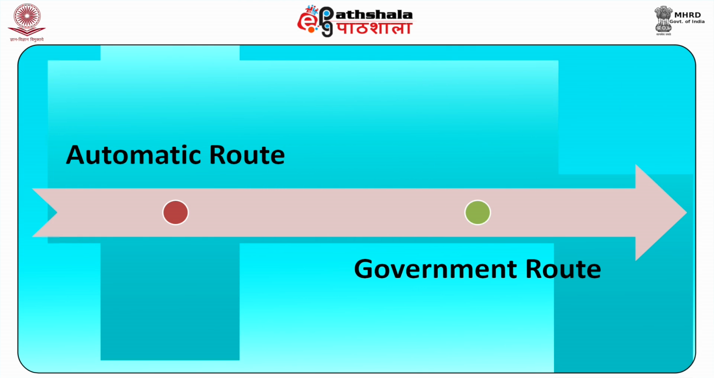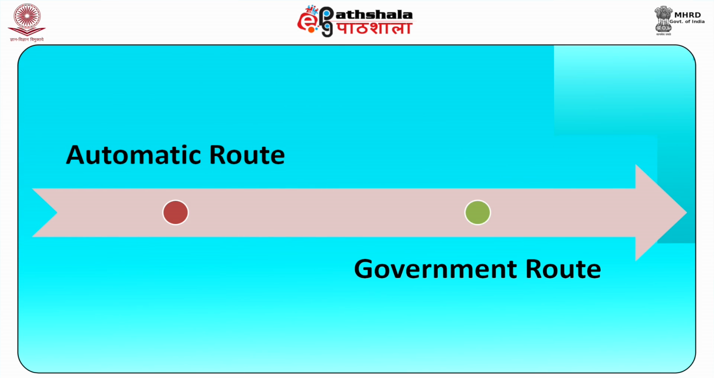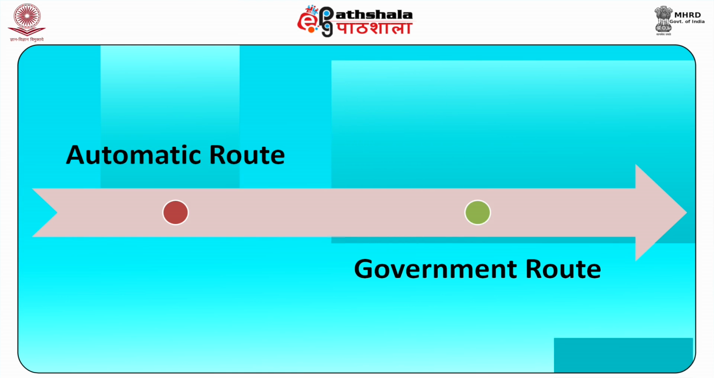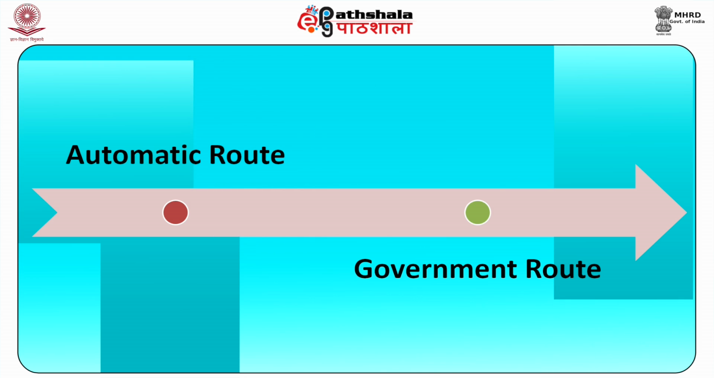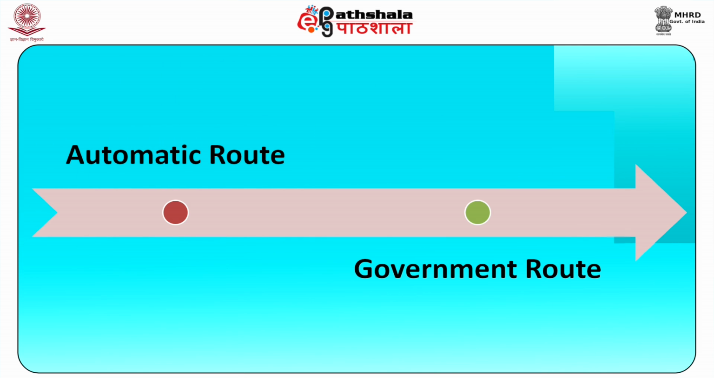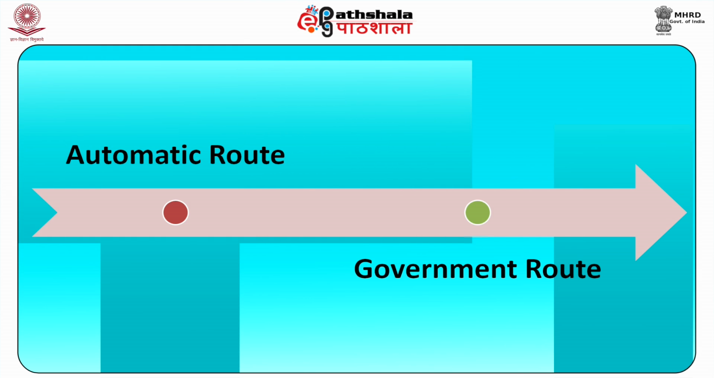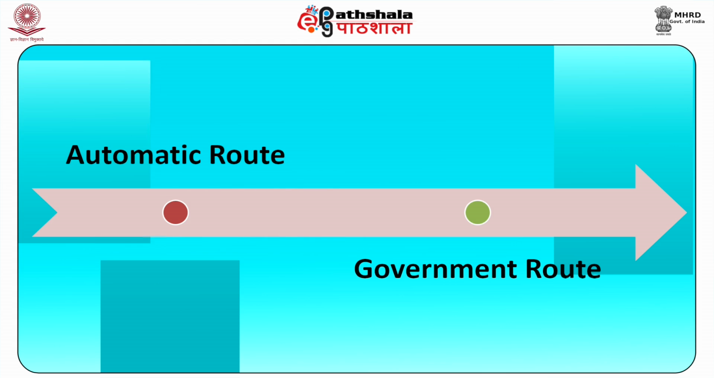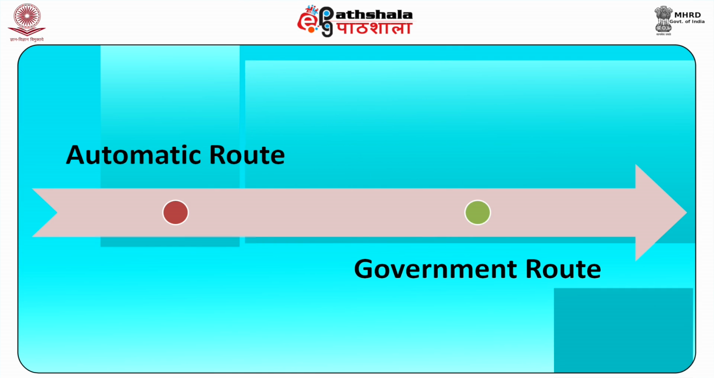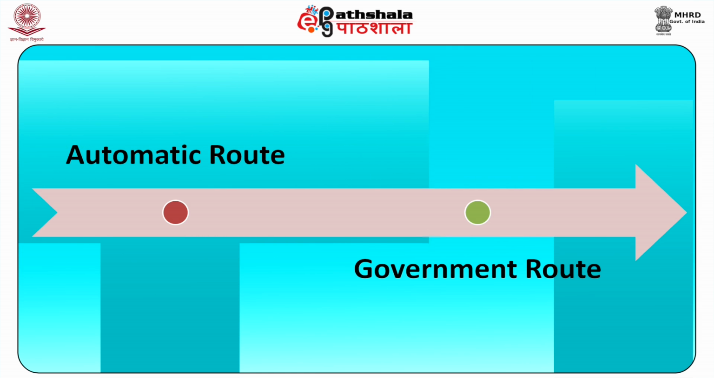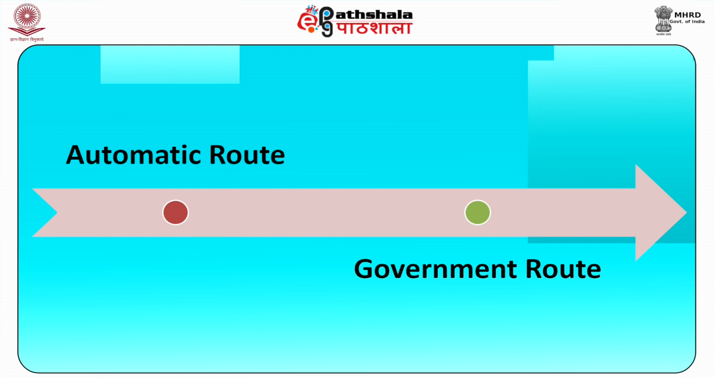Under the automatic route, there is a list of activities specified by the Government of India or RBI where companies do not need to take prior approval from them. They can invest in any of the activities mentioned in that list of automatic approval activities. But RBI needs to be informed within 30 days of inflow or issue of shares by the company to the foreign investors.